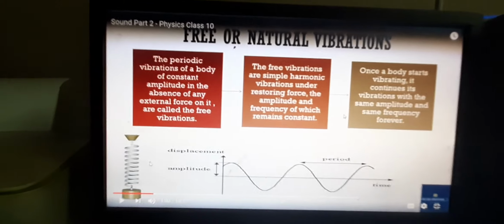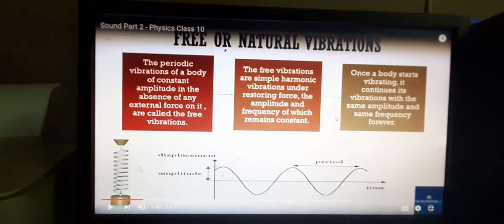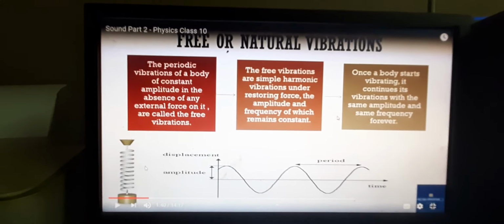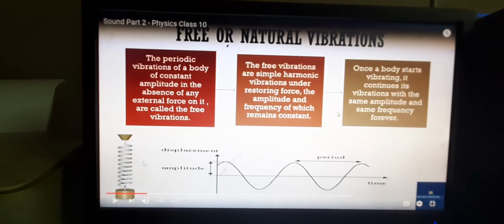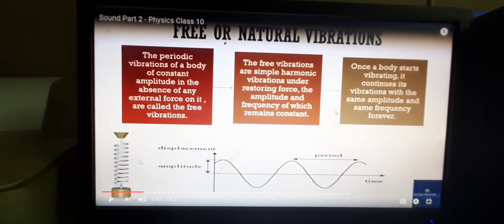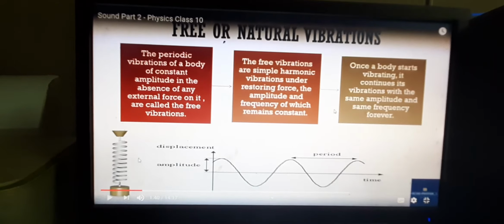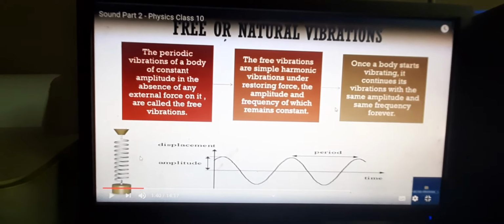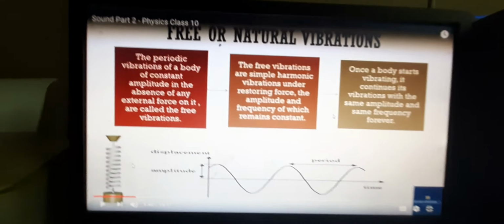But usually it does not happen when we are vibrating it in air. Why? Because the air will try to stop the motion. So free vibrations we can get only in vacuum. Okay? Otherwise it is not possible actually to get free vibrations, because when the body starts vibrating, maybe it is free to vibrate. But then when it continues to vibrate, then it becomes damped in the course of time.